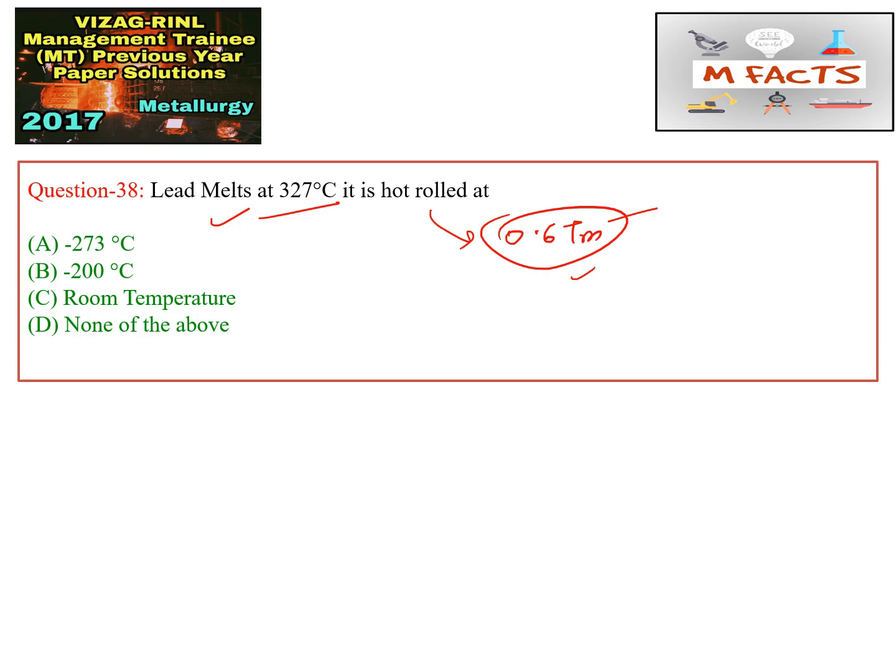According to the rule, 0.6 Tm is valid for hot rolling above it. But in case of lead, what happens? To avoid grain coarsening or grain growth during hot rolling, and to achieve excellent properties, optimum conditions may be utilized. So for hot rolling of lead, we use room temperature. Room temperature we can do the hot rolling of lead. So option C is correct for this question.